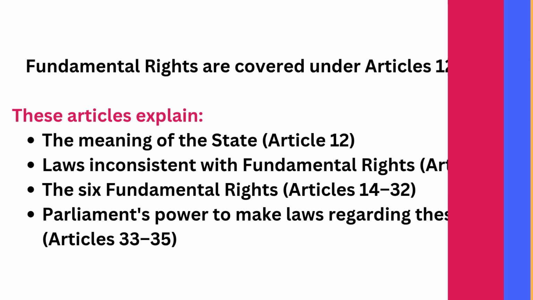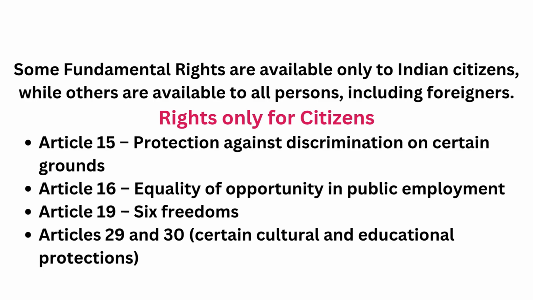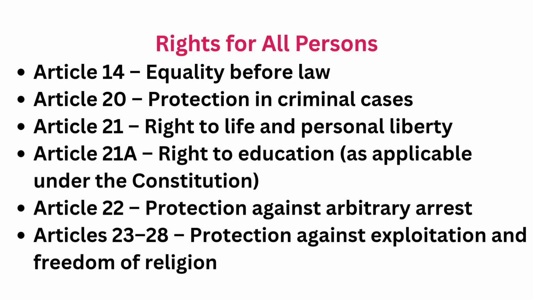So, whenever you hear Articles 12 to 35, remember that they are the articles that explain and protect our fundamental rights. Who can claim fundamental rights? Who can enjoy fundamental rights? Some fundamental rights are only for Indian citizens. For example, the right to freedom under Article 19. But some fundamental rights are for everyone, including foreigners living in India. For example, the right to equality before the law and the right to life. So, remember this simple rule. Some fundamental rights are only for Indian citizens, while others are available to every person in India.